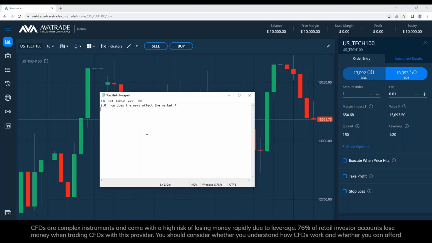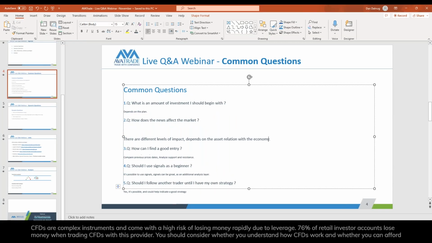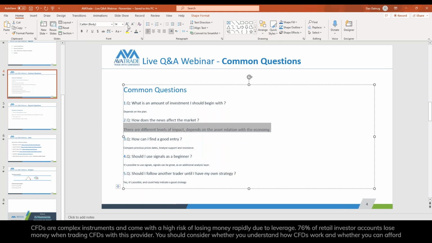Okay, so how does that affect? I can't really explain it in writing, but there are different levels of impact, depending on the asset's relation with the economy. I don't know how to say it in writing. That's just a bit crazy. Okay, so I am putting the answer here, guys.